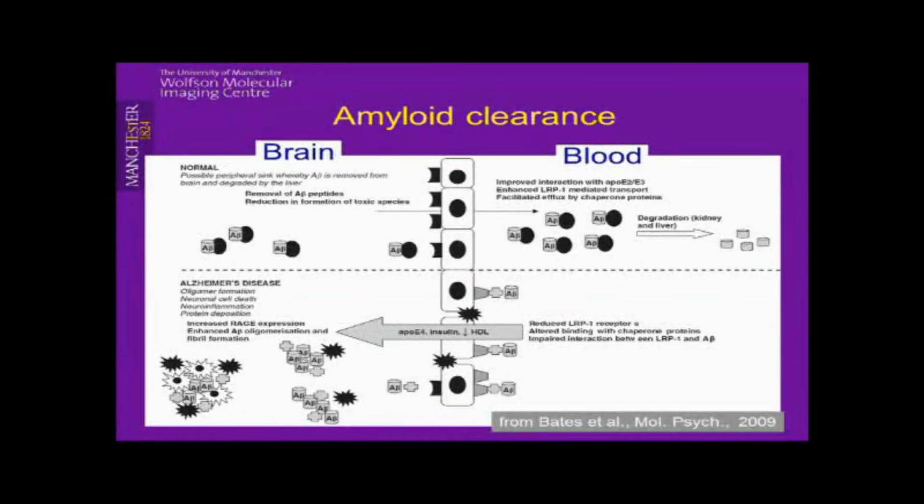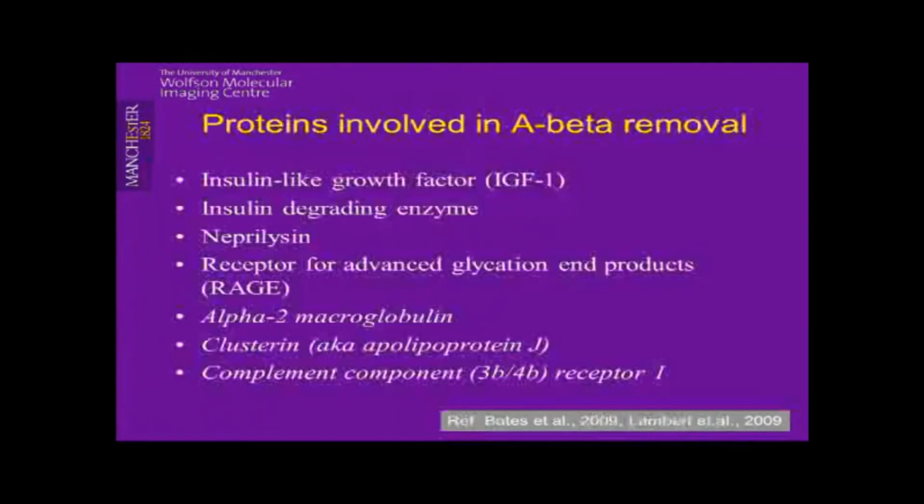There's another aspect to amyloid that has so far rarely been studied, which is how the amyloid is being removed physiologically. And that probably has to do with transport mechanisms and blood flow. And I think it's another big area where imaging will show us in the future what's going on. There are certain proteins involved in this A-beta removal, and some of them are probably accessible also to imaging.